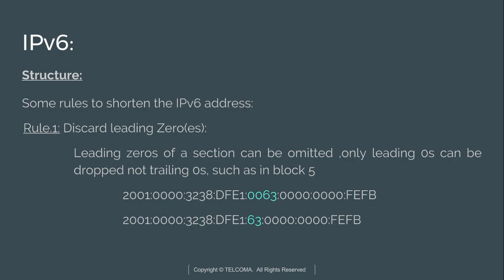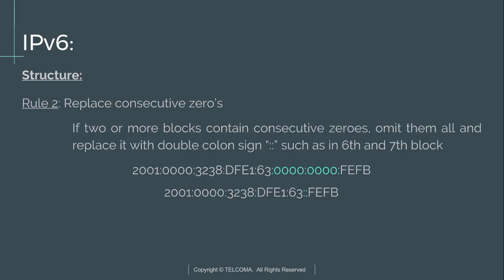As this is a long address, we have methods to make the IPv6 address shorter. The first rule is to discard leading zeros. Leading zeros of a section can be omitted, but only leading zeros, not trailing zeros. We only omit the leading zeros, as shown in the example. Block 5 of the IP address is 0063, and by omitting the leading zeros we make it 63, shortening the IP address.